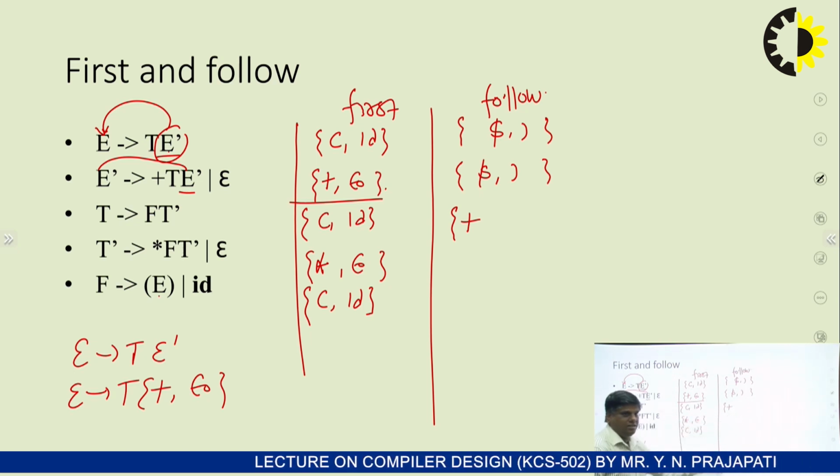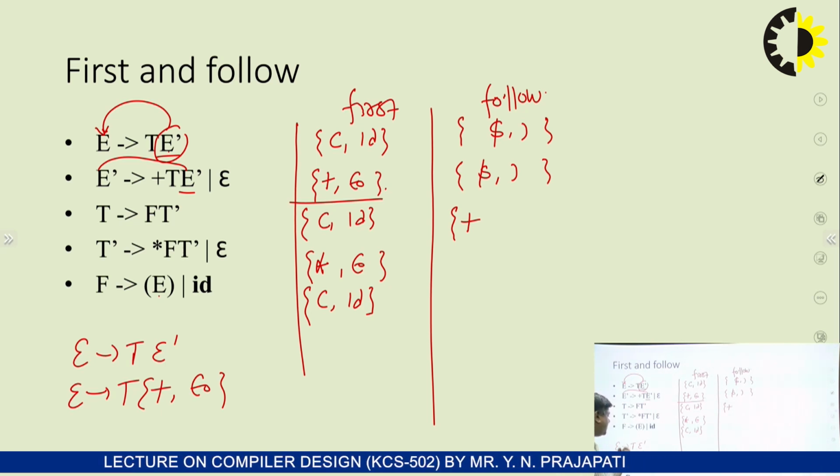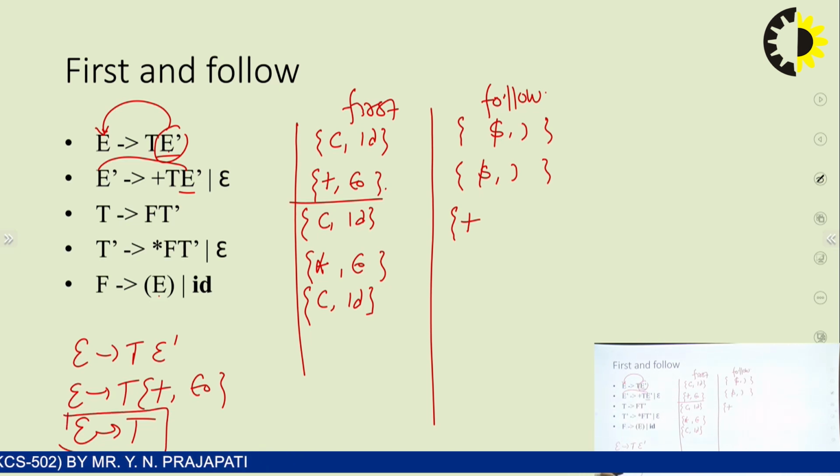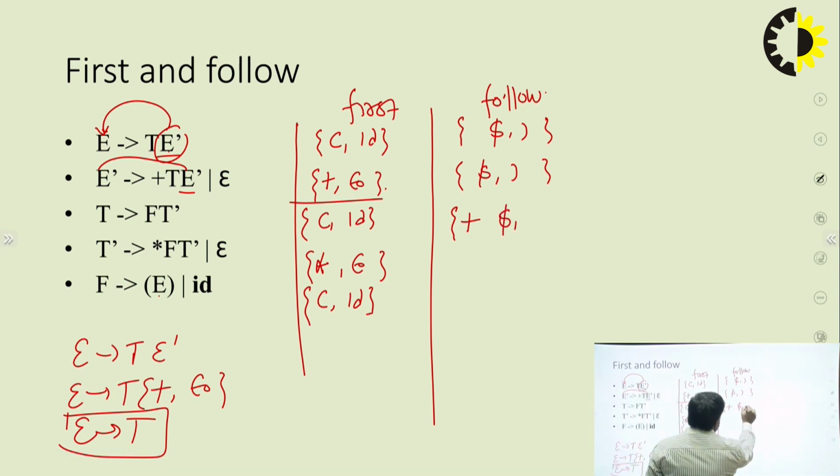We mention here, when the epsilon we put here, then this E goes to T and here it is blank. Then in this case, what is the follow of T? The follow of T, apply the previous rule, the follow of E. What is the follow of E? Close bracket.